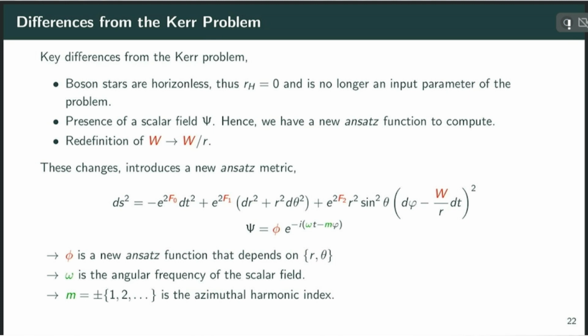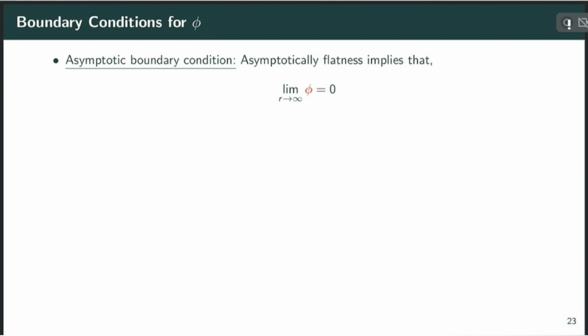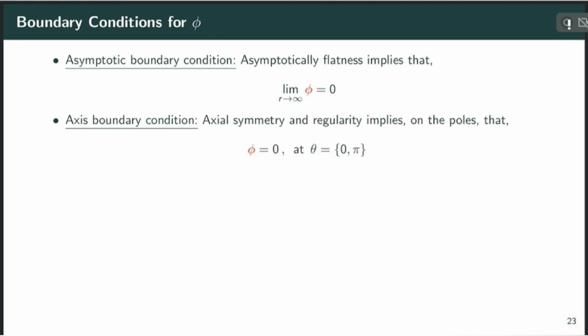Now, since you already have the ansatz, you can look at the field equations and also the boundary conditions. I already talked about the boundary conditions for the other functions in the last lecture, so here I will focus more on the boundary conditions for phi. Asymptotically, you don't want any scalar field, so phi must go to 0 as you go to spatial infinity. At the axis, for symmetry and regularity, you can again do the type of expansion that I showed in the previous lecture and see that phi must be equal to 0 at these axes, so at the poles.